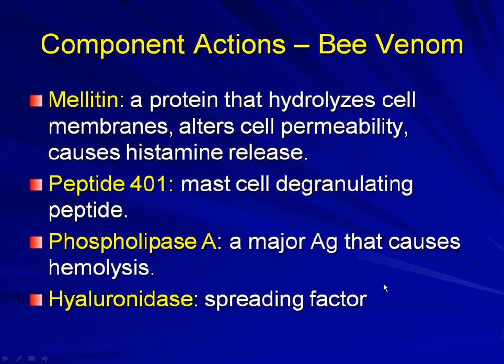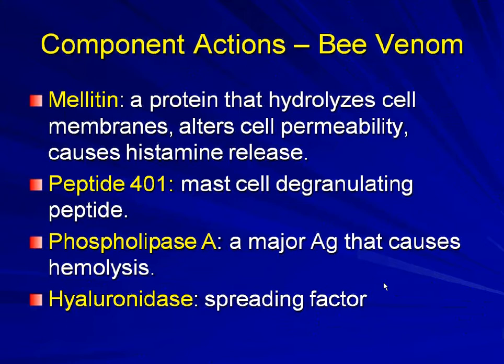The component actions of bee venom: when we're looking at melittin, it's a protein that hydrolyzes cell membranes and alters cell permeability, causes histamine release. And then there's another substance called peptide 401 that allows for mast cell degranulation. The phospholipase A is a major antigen that can cause hemolysis when some of these reactions become systemic. And then hyaluronidase, of course, allows for the spreading of the venom.